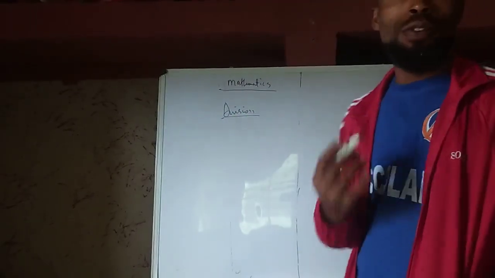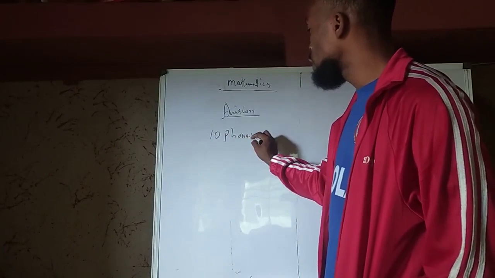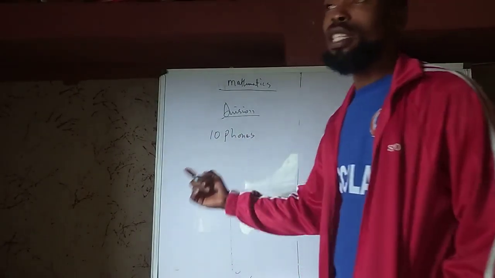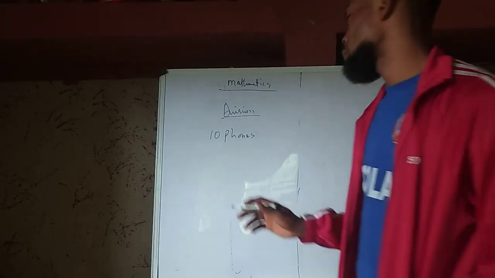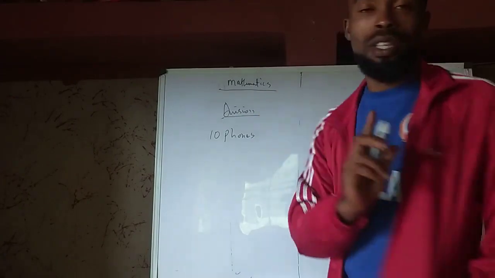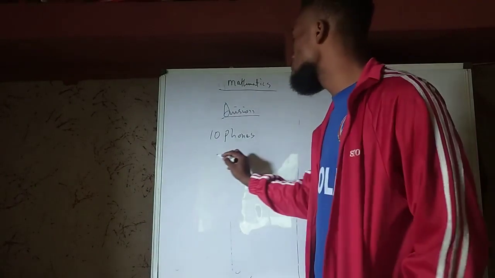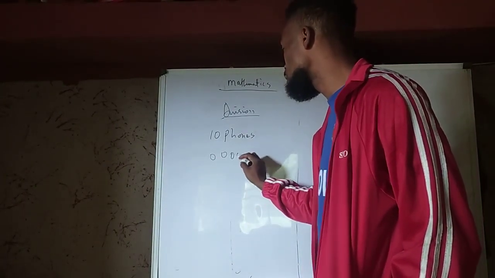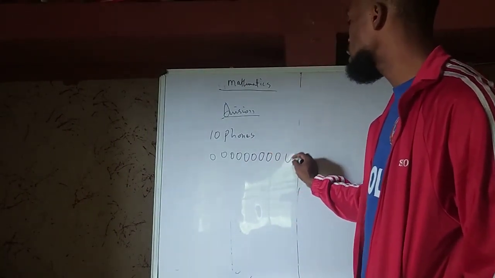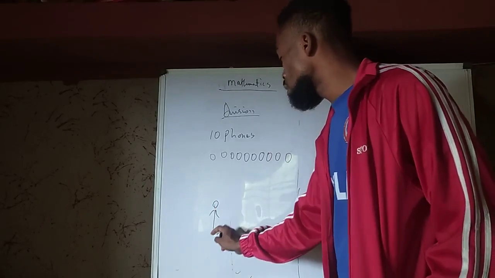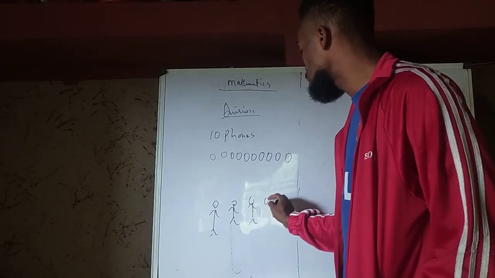we have 10 mobile phones, and then we are to share this among 5 people. Okay, 10 phones to be shared among 5 people. So these are the phones now: 1, 2, 3, 4, 5, 6, 7, 8, 9, 10, and then we have 5 persons to receive from the 10 phone collection.